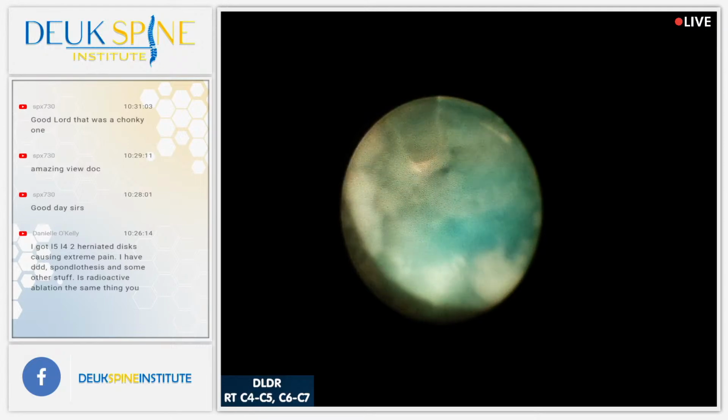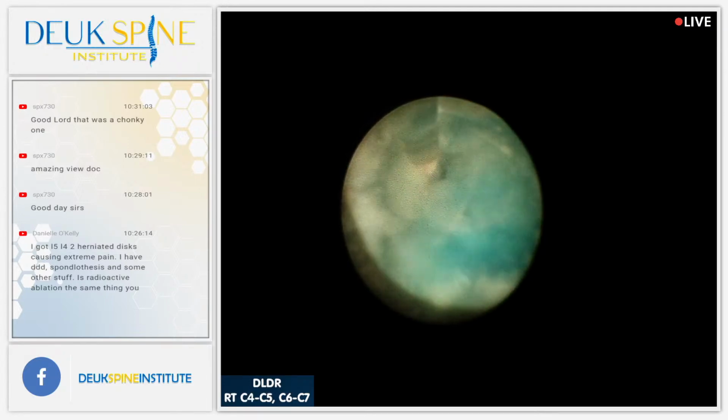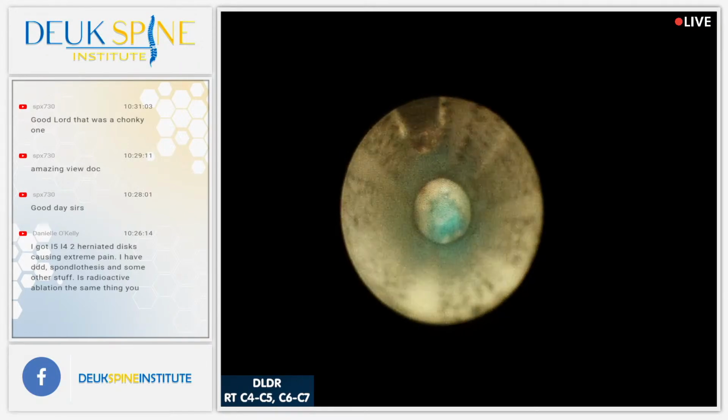Yeah, you don't want radioactive ablation. That's radio frequency ablation, and it's not the same. Nobody else does this surgery.